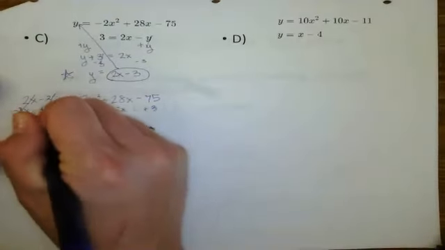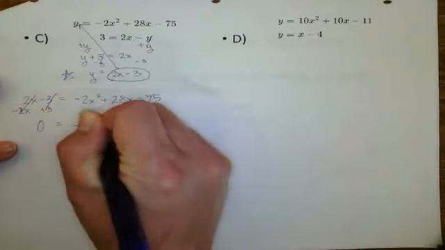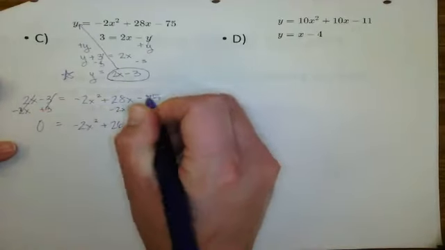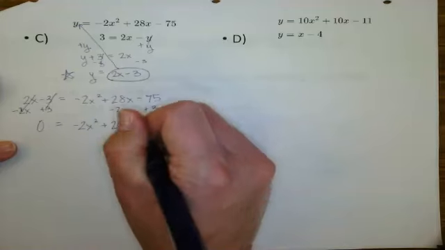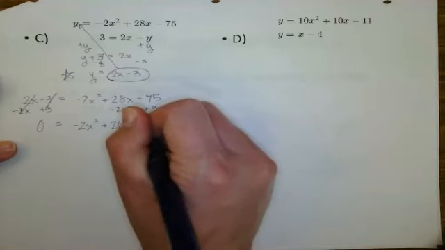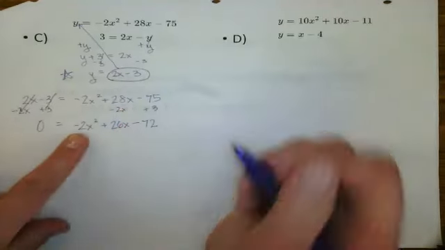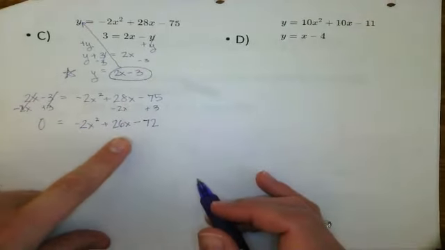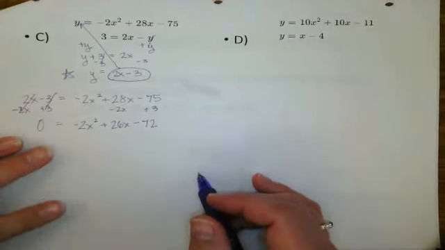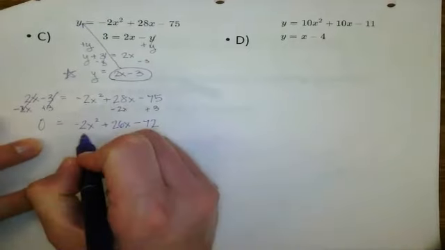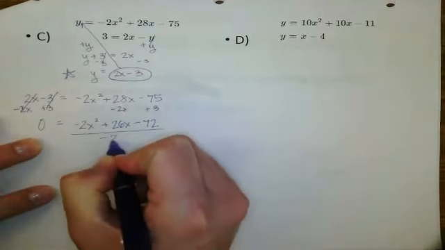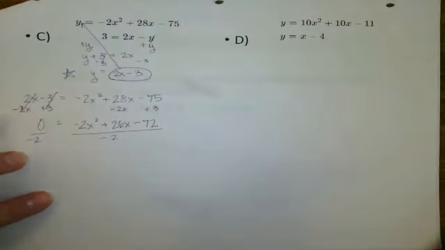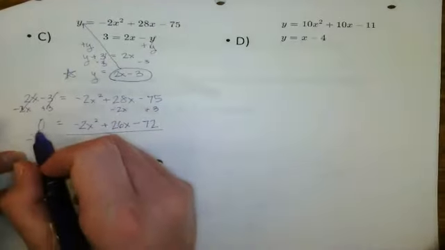So I get a 0 on the left, negative 2x squared. Let's see, that's going to be positive 26x. And 75 minus 3, that'd be 72. Ooh, these are big numbers, right? But I noticed that every single term is even. So I can divide by 2. And in fact, I'm going to divide everything by negative 2 because I do not like factoring when there is a negative in front. So I can do that because we're set equal to 0.